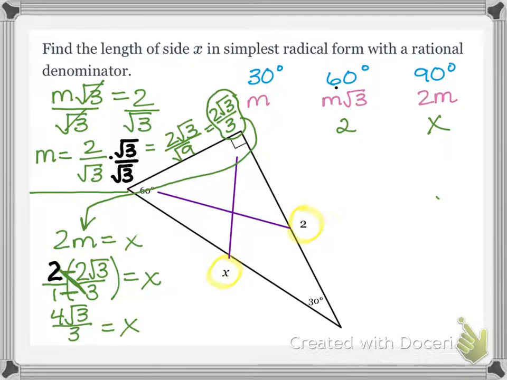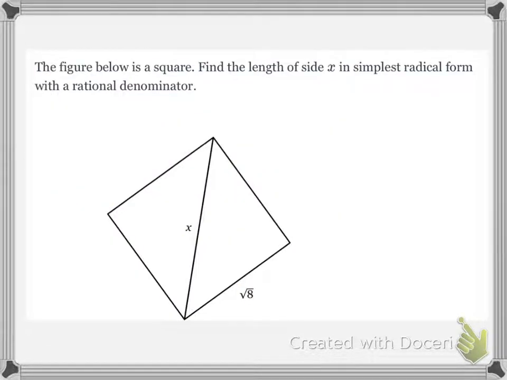Let's try another one. Again, let us identify what our angles are going to be. Since this here is a square, we know that it's going to be a 45-45-90 degree triangle, okay? Let me see here. I wonder if I can move this up a little bit. Hold on a second.